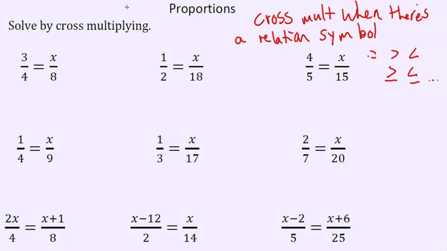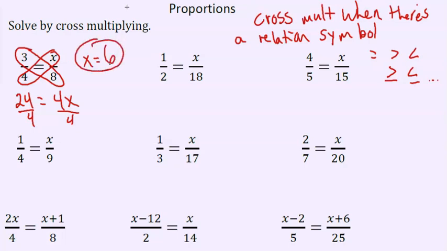Remember, your relation symbols are like the equal sign, greater than, less than, greater than or equal to, less than or equal to signs. So if there's one of those signs in between two fractions, that's when you cross multiply. You do the butterfly method thing. So we're going to have 3 times 8, that's 24, equals 4 times x. From there, divide each side by 4 to get x equals 6.